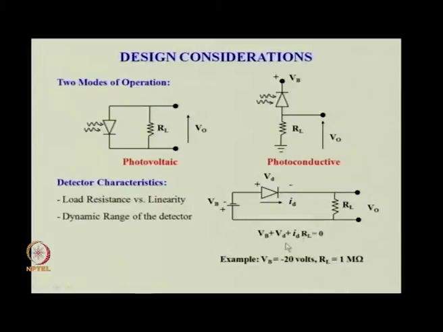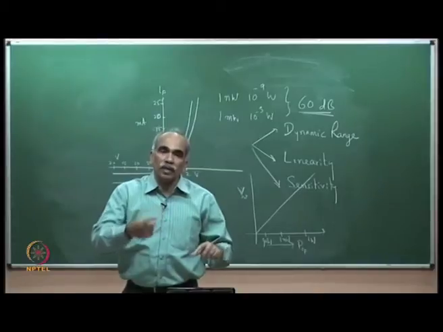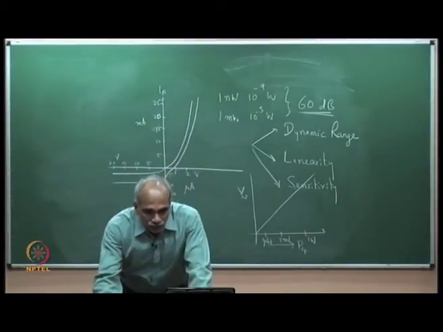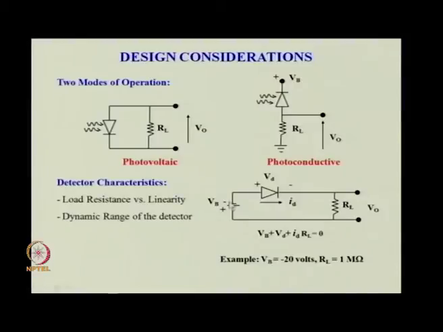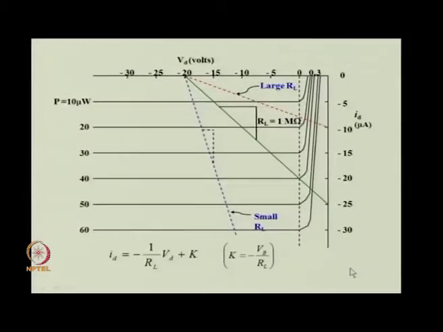So, VB plus the voltage across the diode VD plus ID into RL. If you consider this loop, VB plus VD plus ID into RL equal to 0. All the potential drops around a loop add up to 0, the loop theorem. So, if you take a typical example of VB reverse bias equal to minus 20 volt, RL load resistor equal to 1 mega ohm, then in the next graph I have shown a plot of the reverse characteristic for different photon flux.